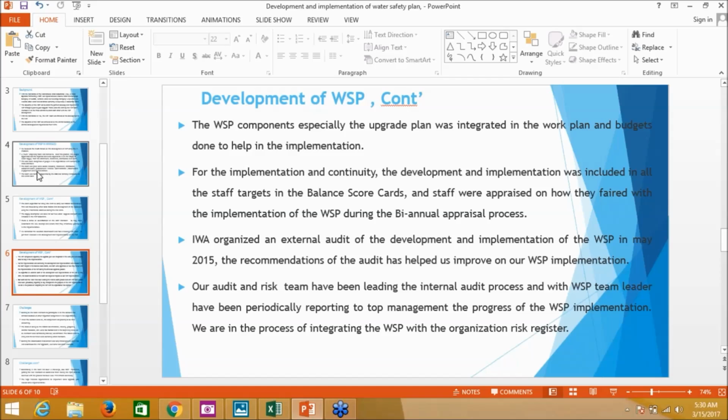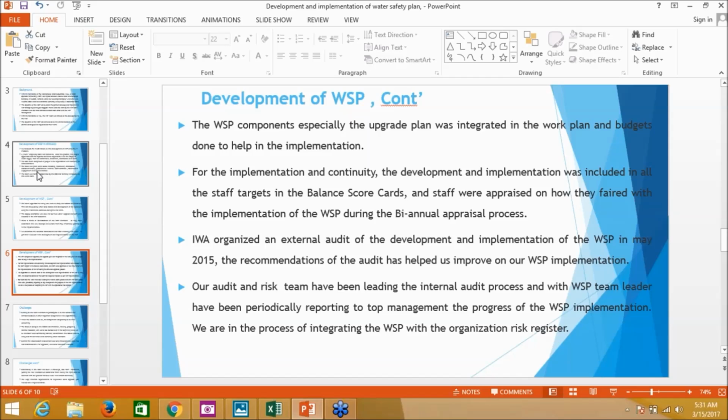For us, in the implementation of the plan, when the plan was ready, we ensured that we integrated the plan into the normal work plan of the organization. And this will help in getting budgets to help in the implementation process.